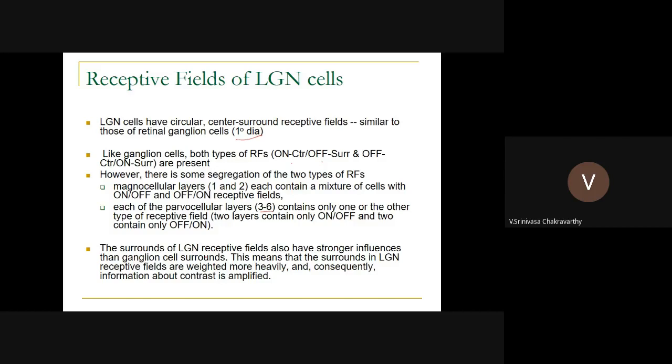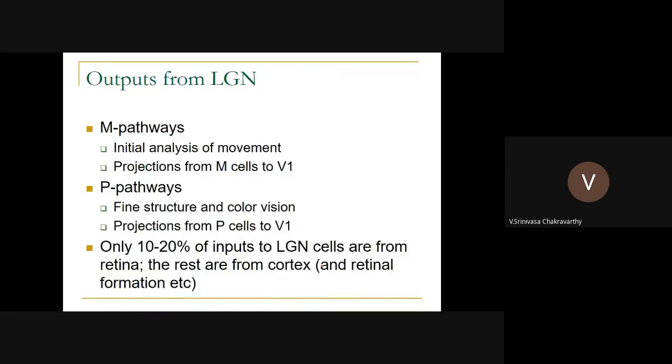Okay, so also the surrounds of the LGN receptive fields have much stronger influences than the ganglion cell surround. So if you think of the intensity of the effect of the surround, this is plus, this is minus. So this is something like the ganglion cell. The same thing in case of an LGN cell will be so that both the negative and positive are much stronger. So this is an LGN neuron. Okay, they are weighted more heavily, and consequently information about the contrast is more amplified.